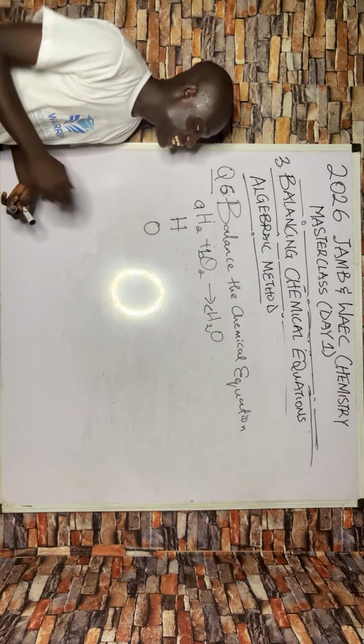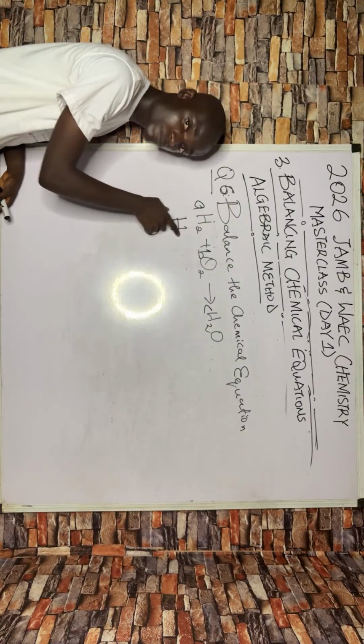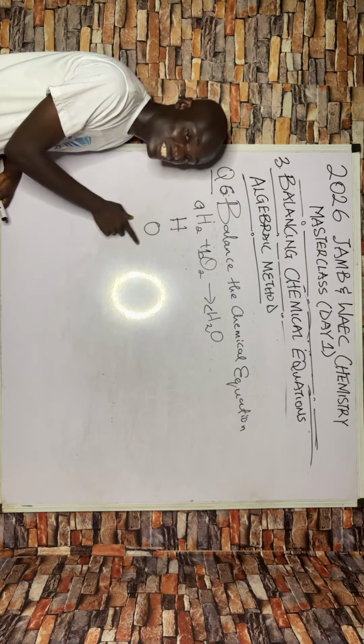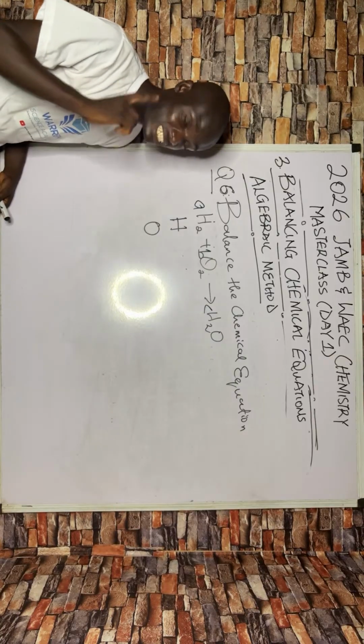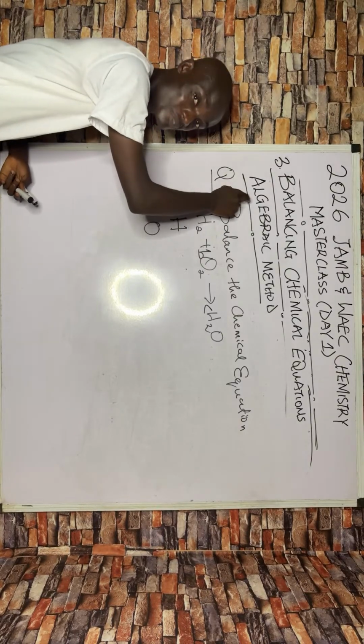So again, I'll go through the steps. Step number 1, identify the elements you have and write them out. So we have hydrogen, and then we have oxygen. Identify them and write them out. Second thing, give them alphabets. That's why we call it the algebraic method.